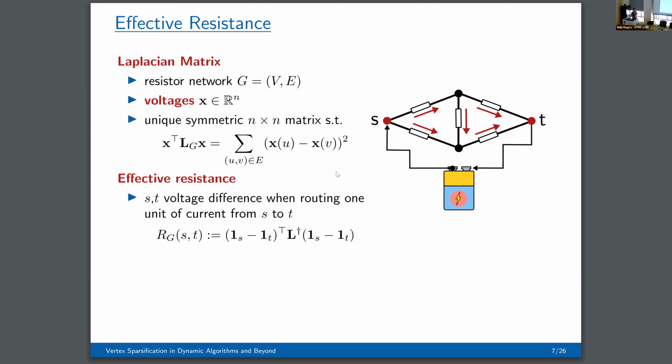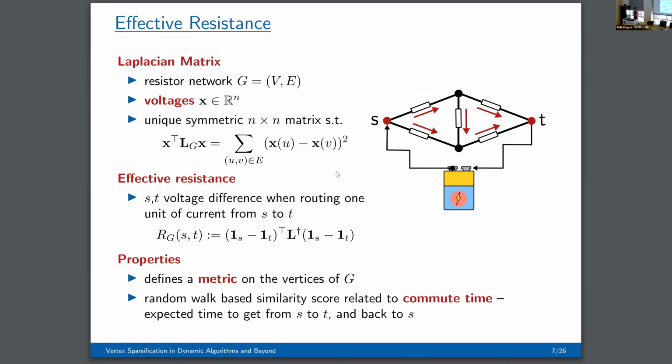A closely related notion to Laplacians is this notion of effective resistance. One way of viewing it is the S-T voltage difference induced in this network when you route one unit of current from S to T. You can also think of it as computing the pseudo-inverse of the Laplacian and then just looking at its entries, as you see with the formula over there.